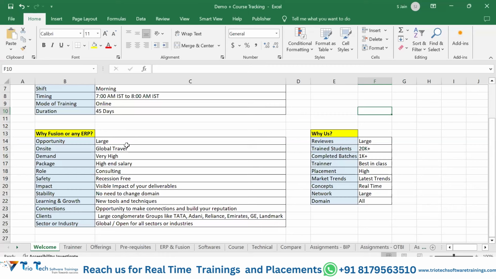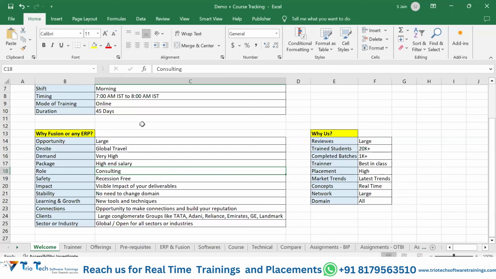Guys, there are a few key highlights. It has a very large market space. It gives you an open travel opportunity across the globe, because this particular tool, Oracle Fusion, is a globally recognized tool and it is very much in high demand. This offers you the chance to work as a consultant, not just a developer, where your values, your thoughts and your voice will be recognized and appreciated by the customers.